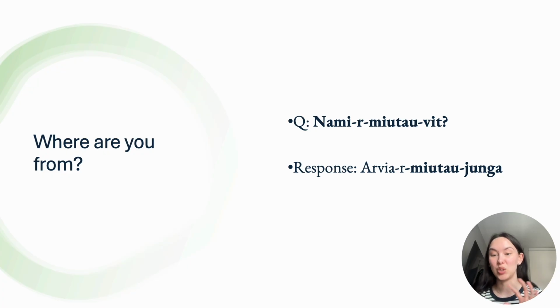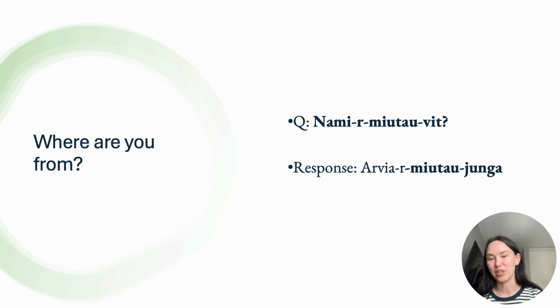Nami means where. The R is kind of just for flow. We'll get into how to get there later. But mutak, which is the middle part, but we changed the Q to a U for flow. Don't worry about that. Mutak is like to be from a place. So really, if we're going directly English translation, breaking it down, it would be where, kind of exactly where are you from? Nameng miu dao vit.